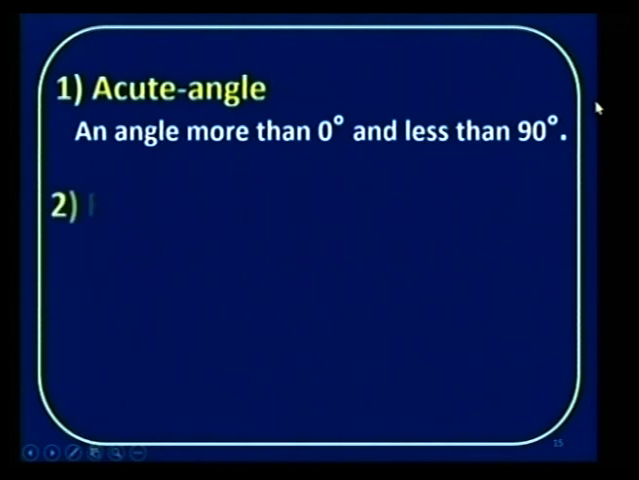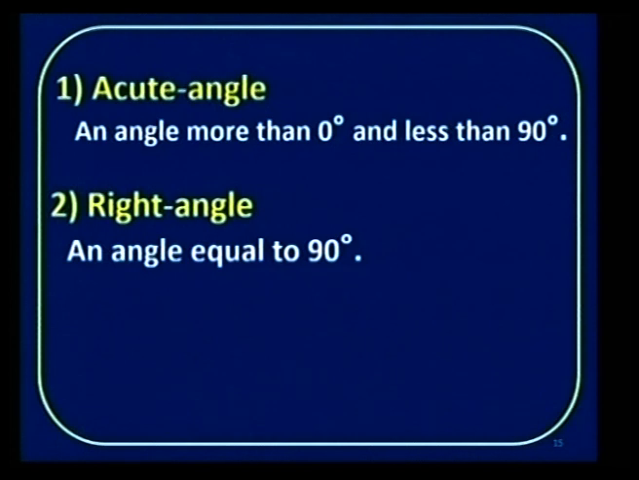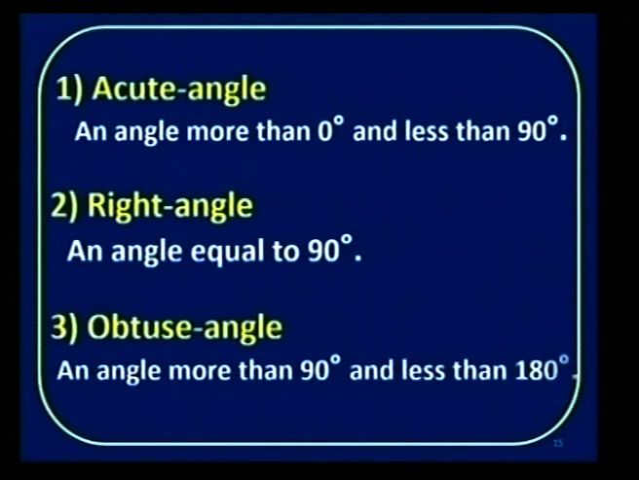Now, let us understand what is a right angle. An angle equal to 90 degrees. Suppose if you take an angle which is equal to 90 degrees, then we call it a right angle. Now, let us understand what is an obtuse angle. An angle more than 90 degrees and less than 180 degrees is called an obtuse angle.